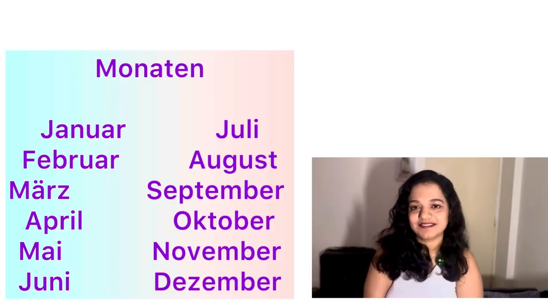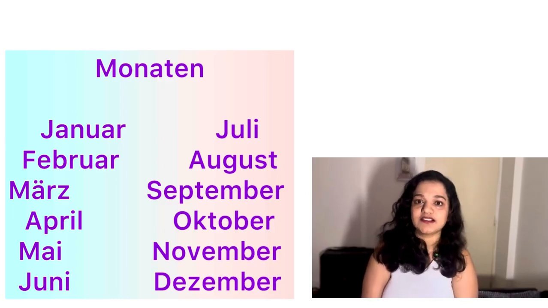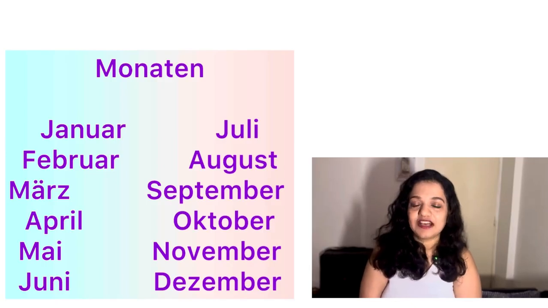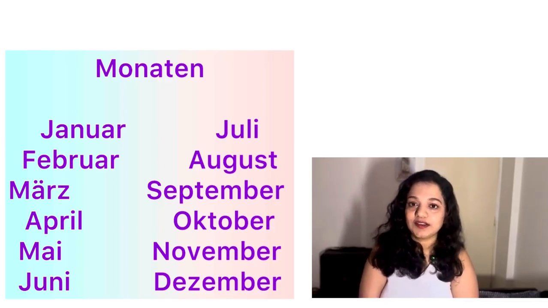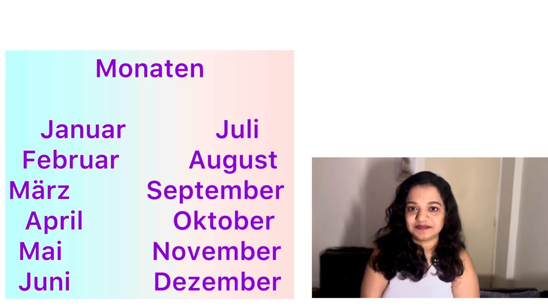Then we have months. Monate is months. If you remember the pronunciation and alphabet rules, J is pronounced as Y, right? So, Januar, this means January. Februar, März, April, Mai, Juni, Juli, August, September, Oktober, November, Dezember.